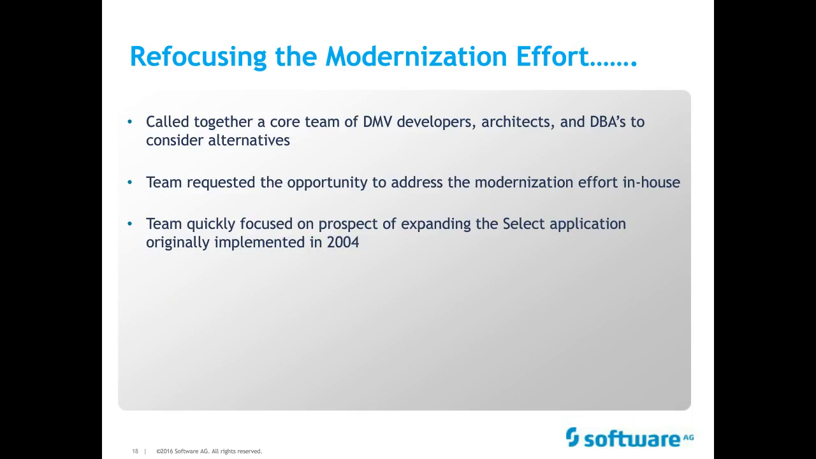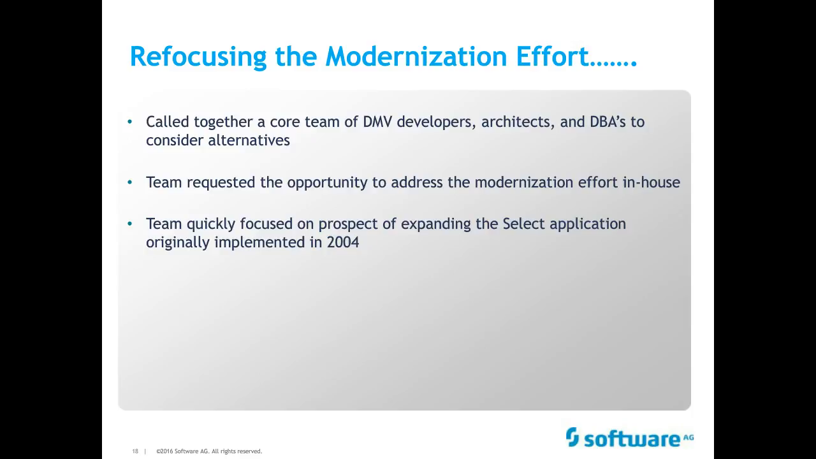So what we did is we took a step back and we decided to refocus the modernization effort. DMV management called together a core team of developers, architects, and DBAs, and talked about what we wanted to do to move forward. The DMV team asked for the opportunity to solution the modernization effort in-house rather than continue down the path of RFPs and contract staff making recommendations for systems that they didn't fully understand. The DMV staff wanted the opportunity to try to solve the problem.